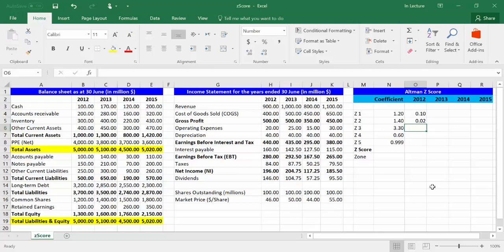Z3 is calculated as earnings before interest and tax divided by total assets. In cell O6, write equal, H8 divided by B9. Press Enter.